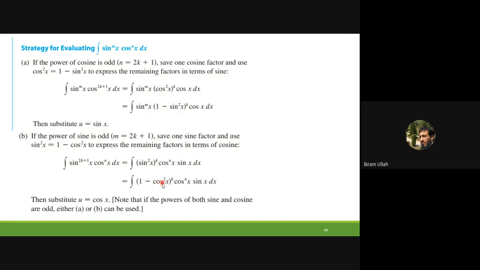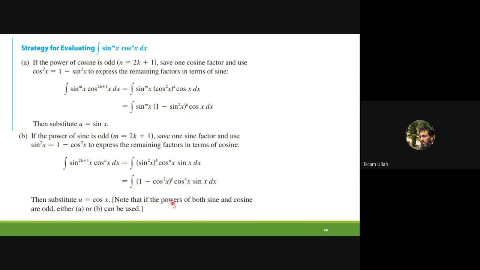Then substitute u is equal to cos of x. अगर इसको साइन में कन्वर्ट कर लिया तो यहाँ पे u is equal to sin of x सब्स्टिट्यूट कर लें, यहाँ पे आपने cos of x, u is equal to cos of x सब्स्टिट्यूट करना है. फिर इसका डिफरेंशियल लेना है, फिर वही प्रोसीजर है बिल्कुल जो पिछले एग्जांपल में हमने रिपीट किया हुआ.